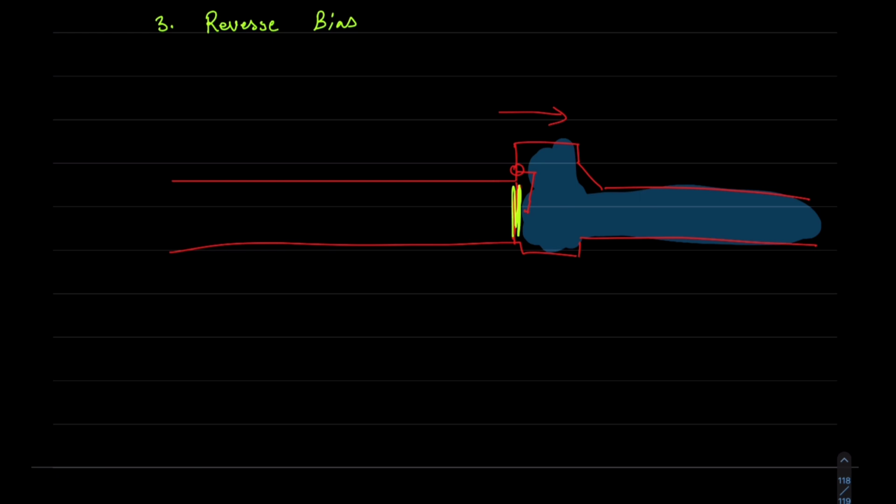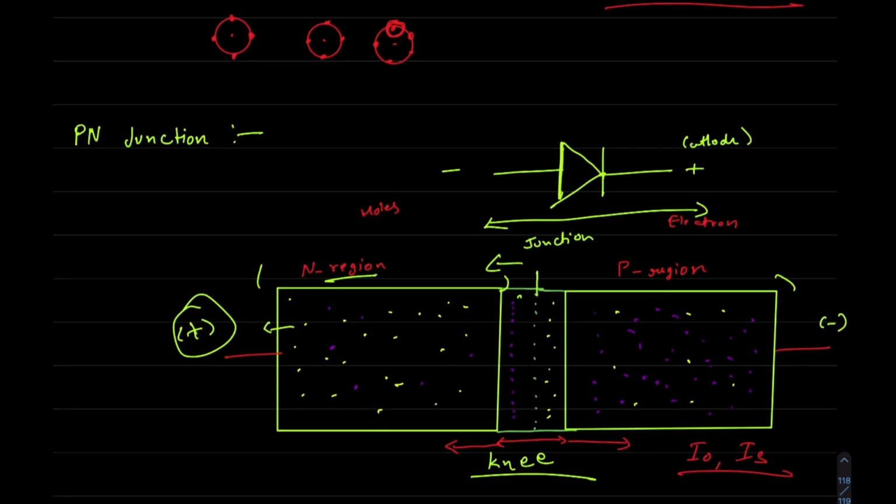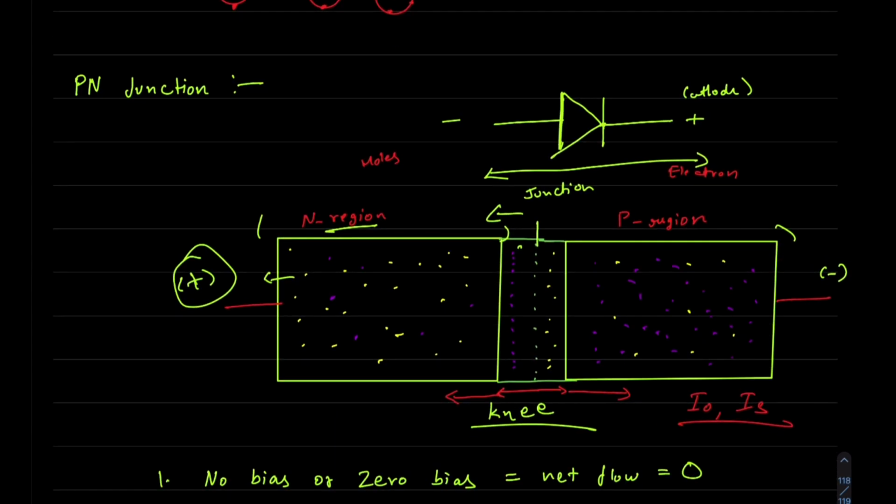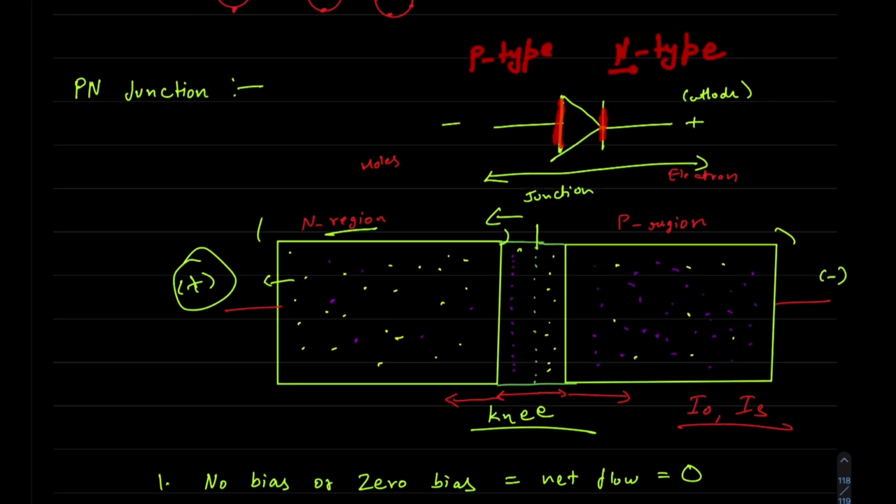The first question is: the arrow direction in the diode symbol indicates what? I already told you what this part is and what this part is. We already talked about it. The base is P type, and the end or the arrow is N type, right?